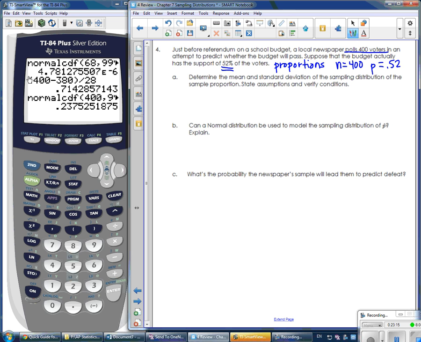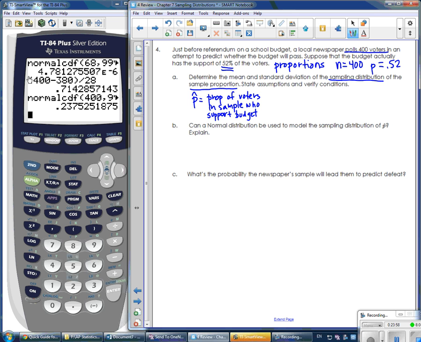In letter A, it says to determine the mean and the standard deviation of the sampling distribution. So if I'm dealing with the sampling distribution, and it even tells me of the sample proportion, that means I'm dealing with p hat. So let's just go ahead and define p hat. p hat will be the proportion of voters in the sample who support the budget.